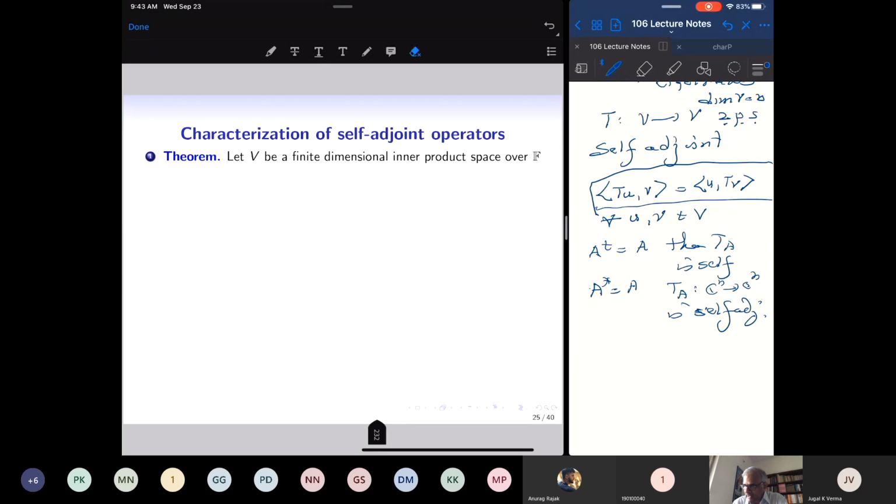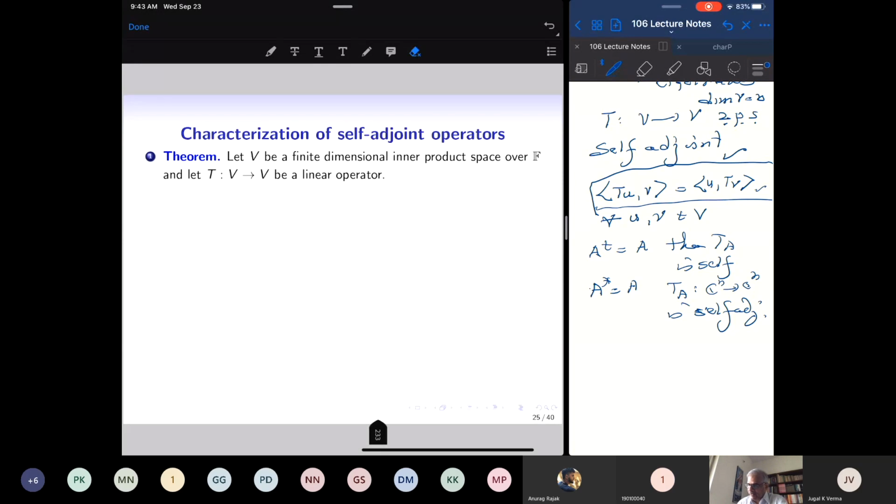So we will first characterize the self-adjoint operator. This is the general definition of self-adjoint operator. We want to characterize the self-adjoint operator in terms of matrices. Okay, so let us see what is that characterization first.